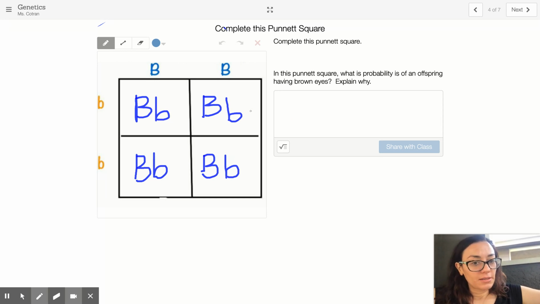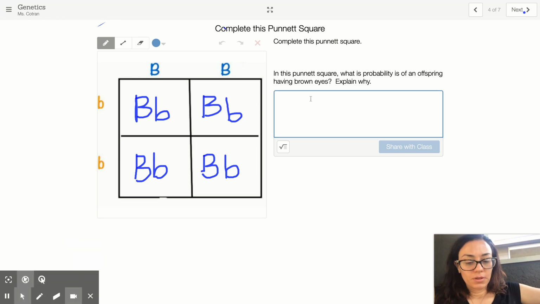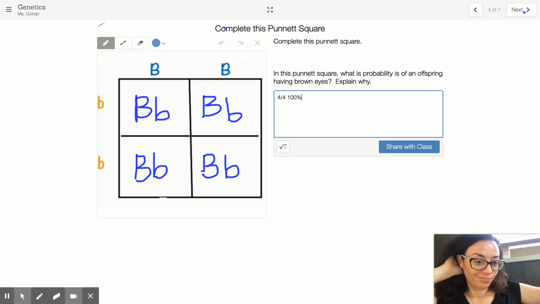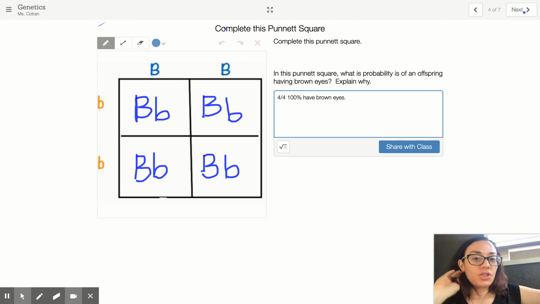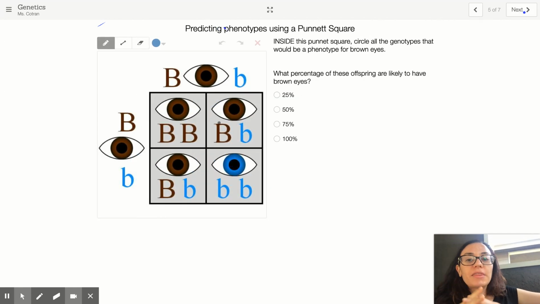So how many of them have brown eyes? They're kids. 100%, right? 100% of these kids. 4 out of 4. Okay? 4 out of 4 will have brown eyes. So we would say 4 out of 4 or 100% have brown eyes. Now the phenotype and the genotype is the same. There. Okay.